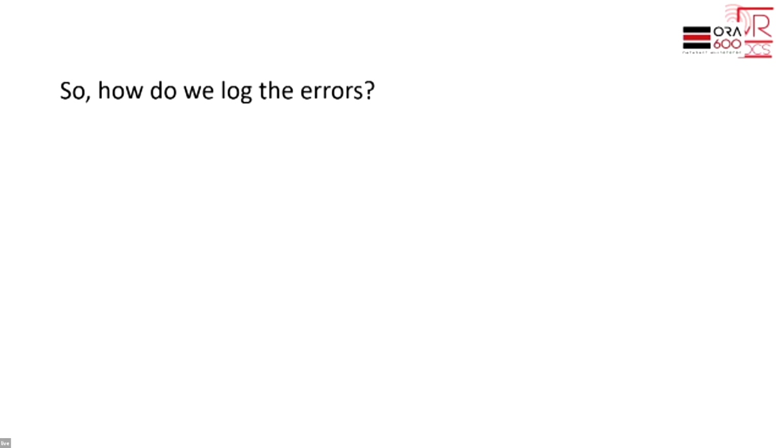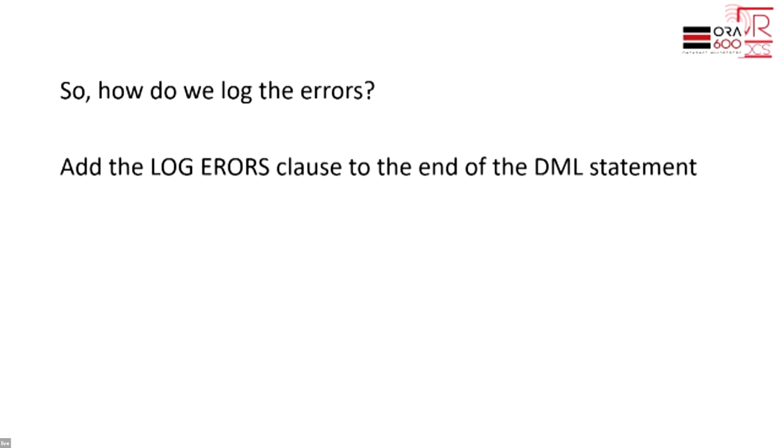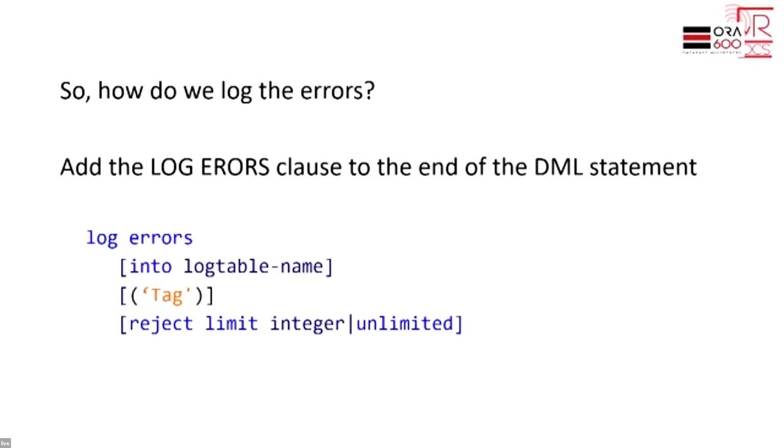How do we do it? You just add log errors to the end of a DML statement, just like that. That's all you have to do. But there are some things that are not mandatory. Into log table name, a tag, and a reject limit.